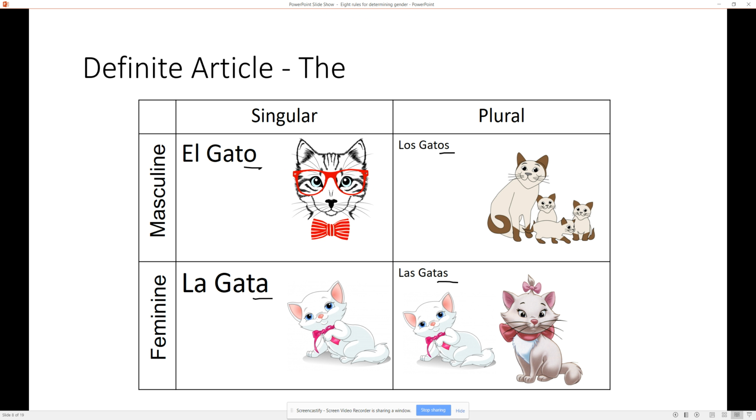La, for, excuse me, feminine and singular. And then plurals, when we add the S, we're going to switch them over. So los gatos. Think about Los Angeles, the city of angels, or the city in Nevada with a lot of gambling casinos, Las Vegas. So las is going to be feminine and plural.